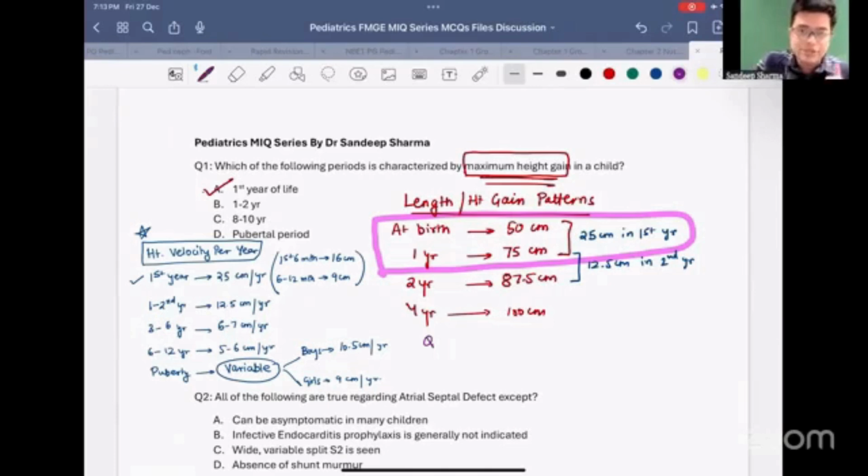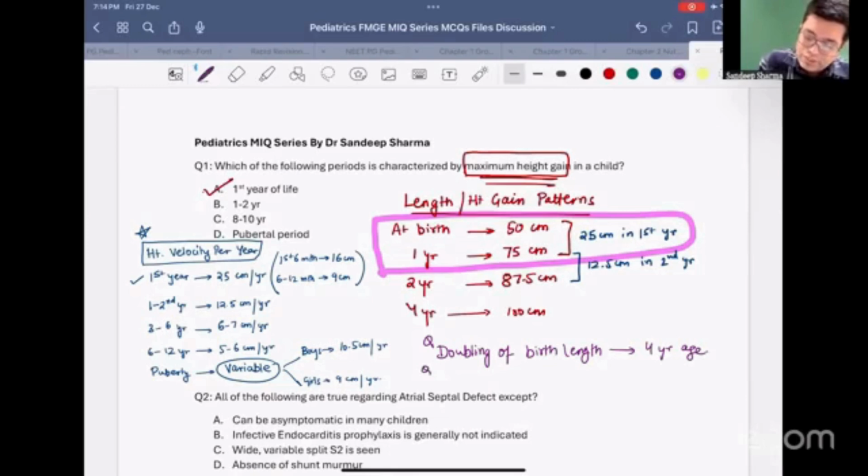So I'm putting a Q: doubling of birth length happens at what age? Doubling of birth length happens at 4 years of age. What was the length at birth? 50 centimeters. At 4 years, it becomes 100 centimeters. So doubling of birth length happens at 4 years of age.